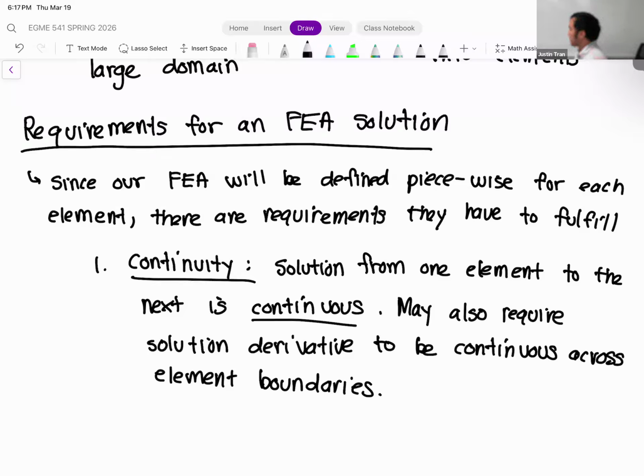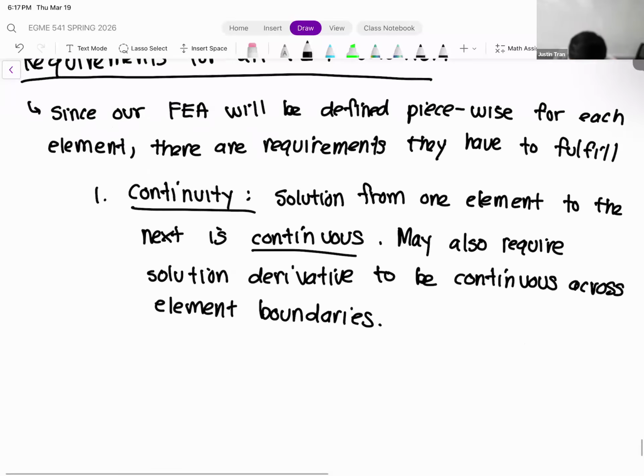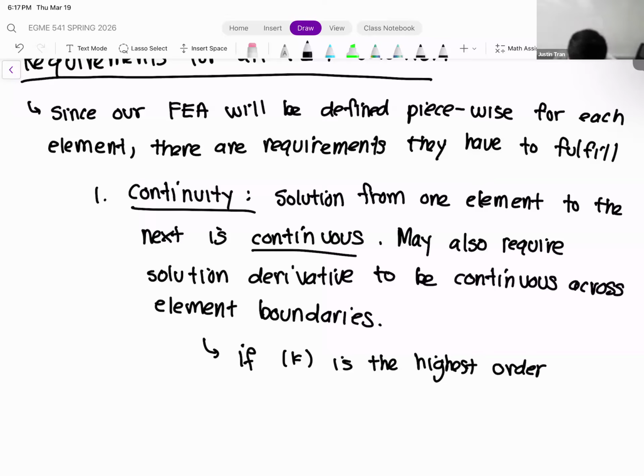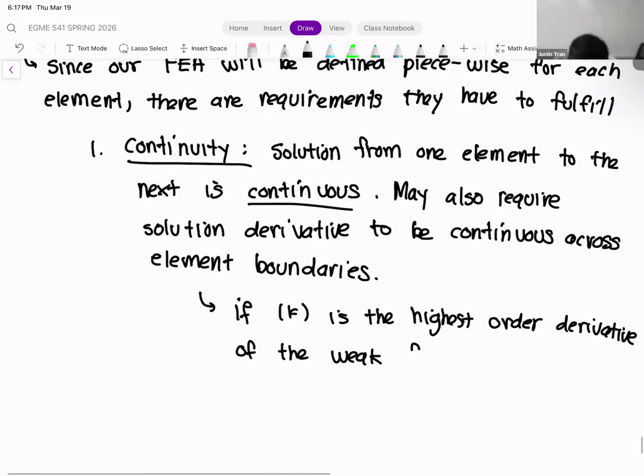And in fact, there's a rule for this. There's a way that you can determine what the continuity requirements are, and it's going to be based on the weak form of your solution. So let's define some integer k. Let's say k is the highest order derivative of the weak form. So if the highest order derivative of your weak form is 2, then k is 2. Then we require the first k minus 1 derivatives to be continuous across element boundaries.